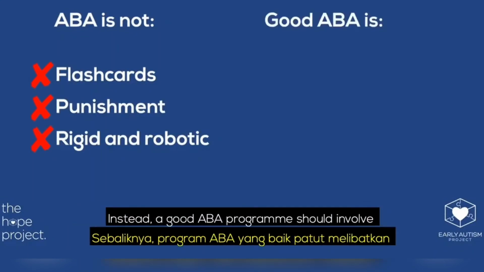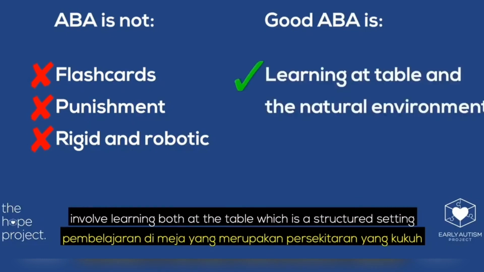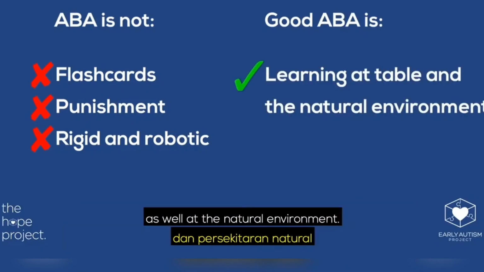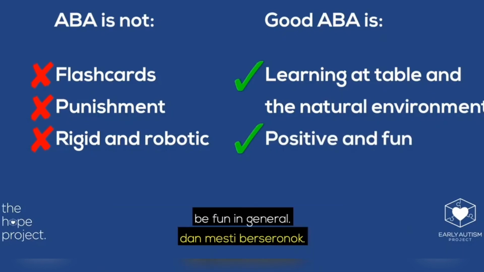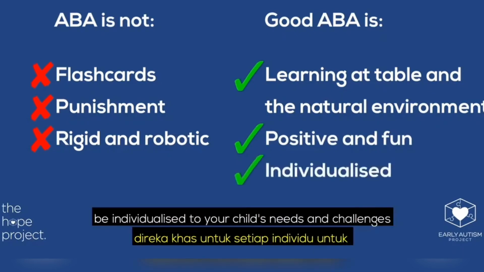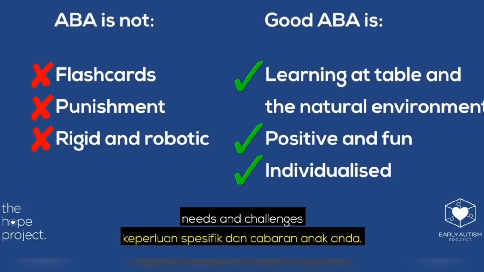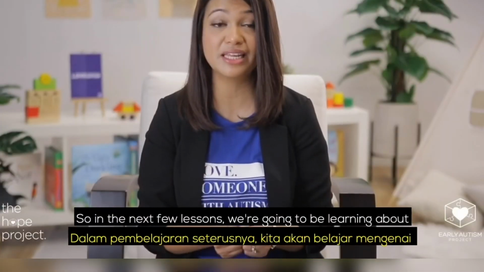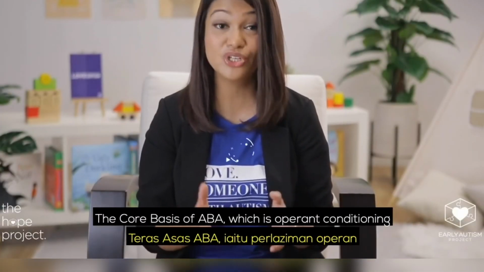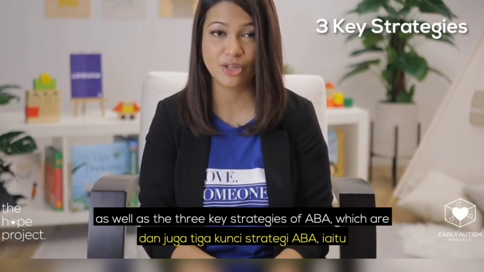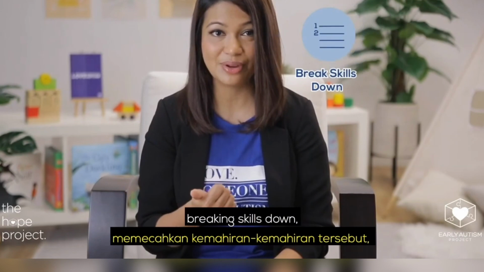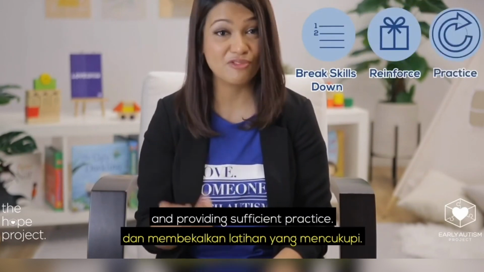Instead, a good ABA program should involve learning, both at the table, which is a structured setting, as well as in the natural environment. It should use positive rewards, reinforcement, be fun in general, and most importantly, be individualized to your child's needs and challenges. So in the next few lessons, we're going to be learning about the core basis of ABA, which is operant conditioning, as well as the 3 key strategies of ABA, which are breaking skills down, pairing with reinforcement, and providing sufficient practice.